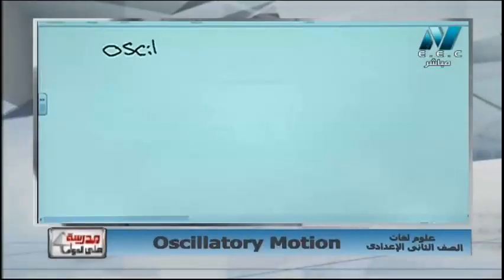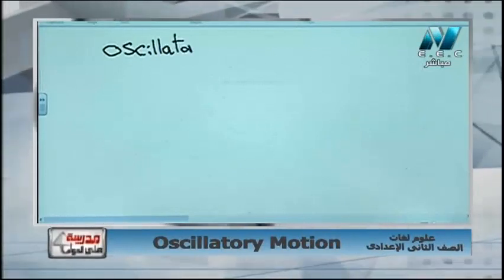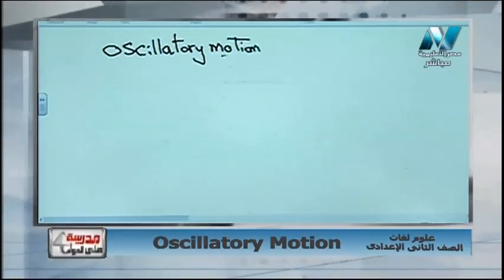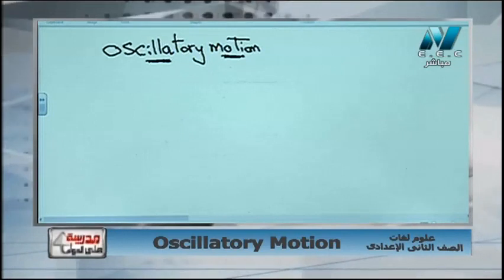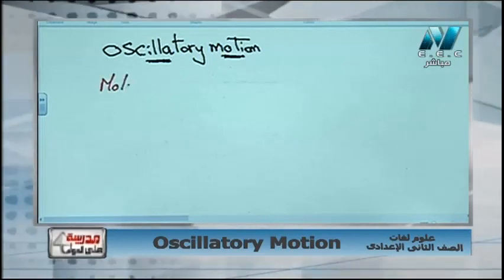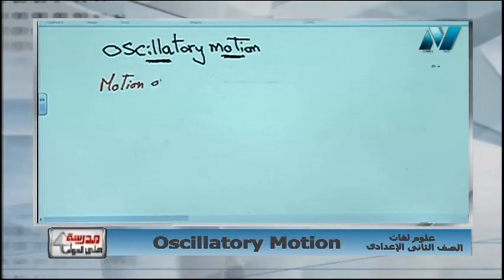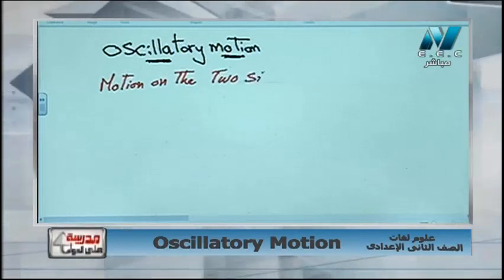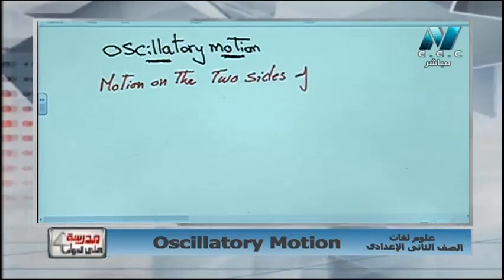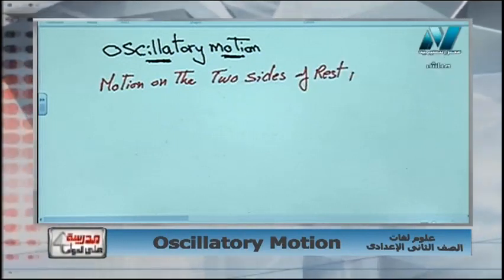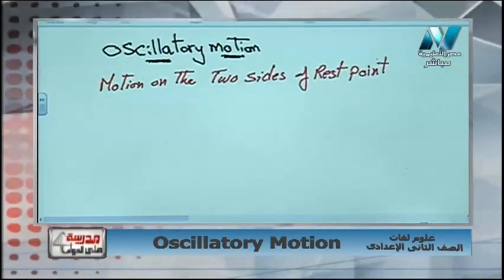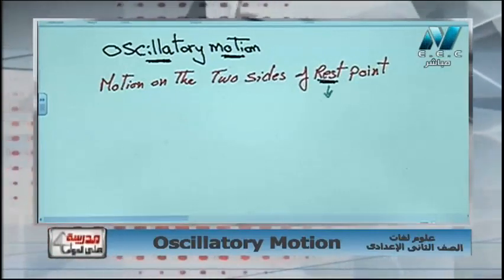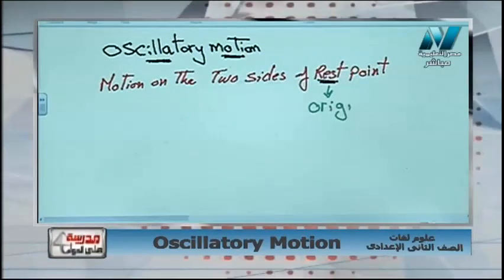Let's see together what oscillatory motion means. Oscillatory motion is this motion on the two sides of the rest point or the origin point. We can replace rest point with the origin point.